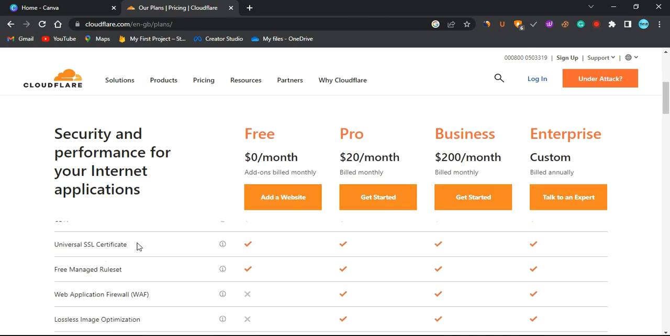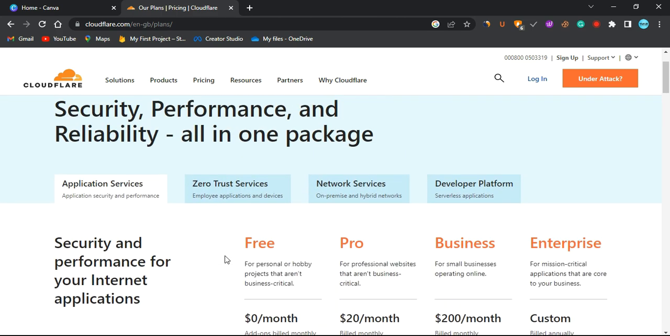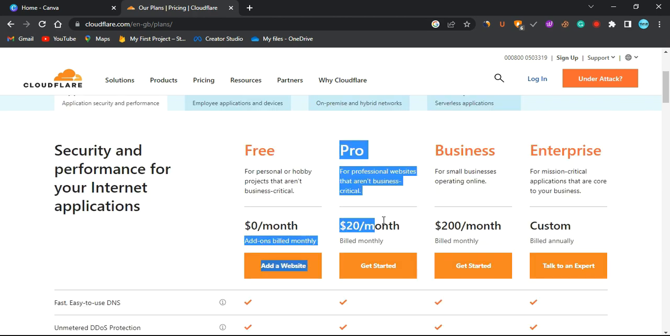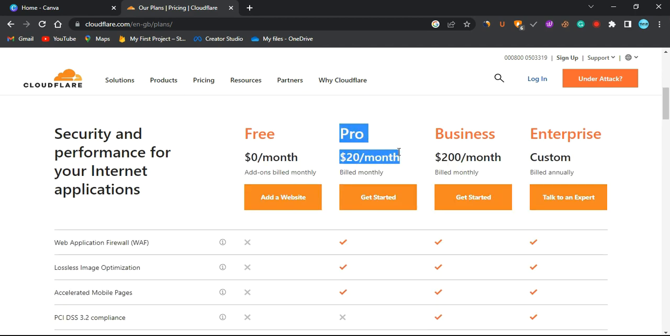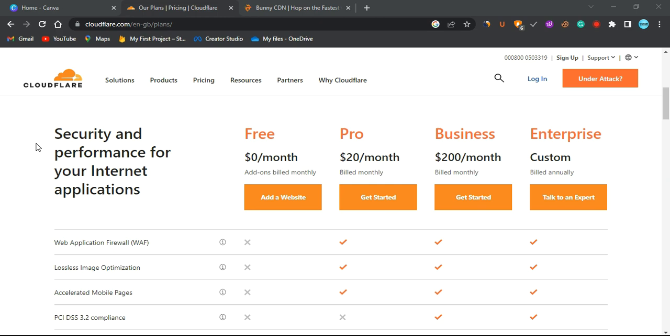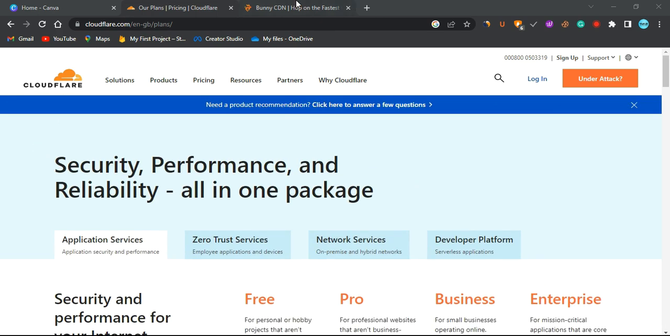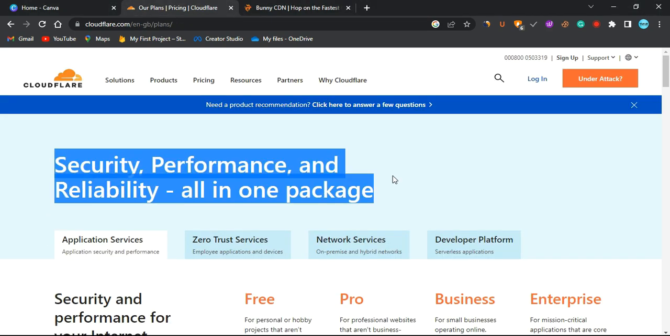If your domain name doesn't allow you a free SSL certificate, you can get it from Cloudflare for free, and a free managed ruleset. But one thing that I don't like is that if your traffic is huge, then they charge $20 per month, whereas if you go with Bunny CDN, their prices are low, and their average global latency is 50 milliseconds, which is almost double what Bunny CDN provides. That's why if you have money, then you should go with Bunny CDN.